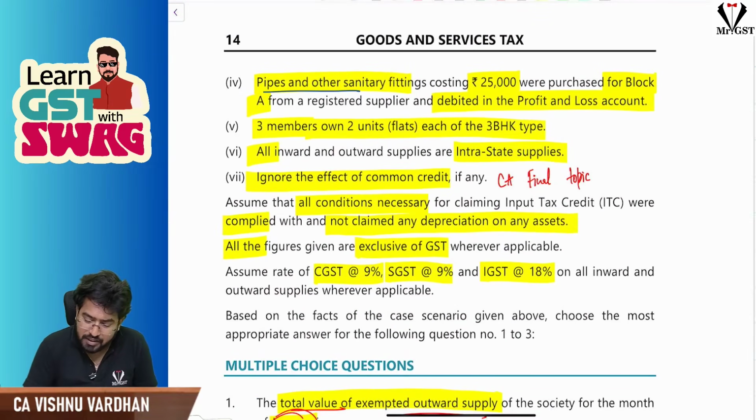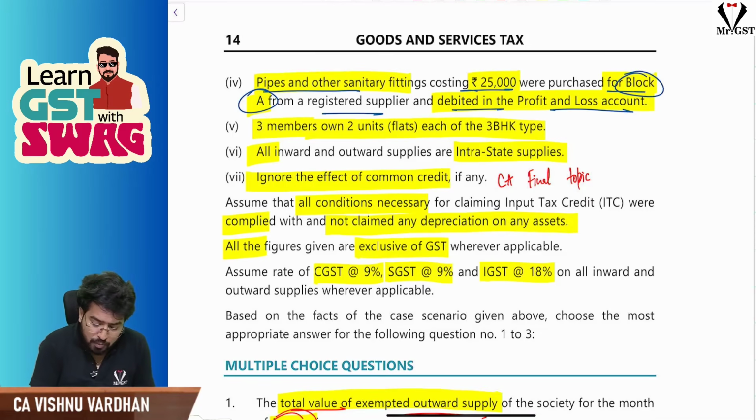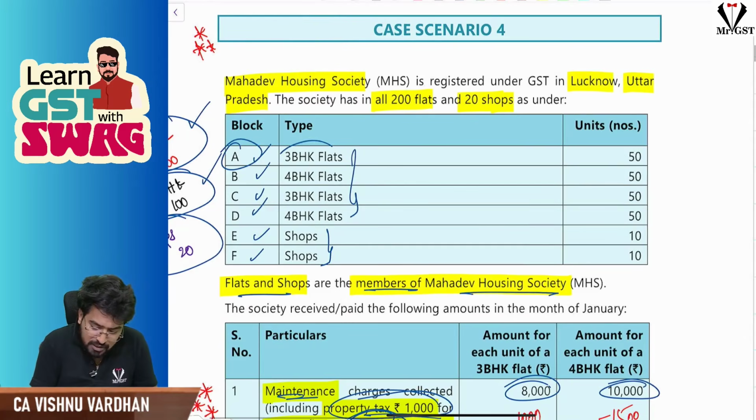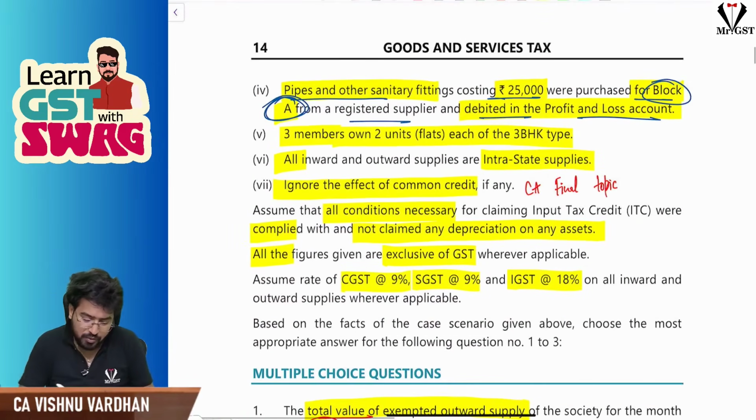Pipes and other sanitary fittings costing 25,000 for block A from a registered supplier were debited to P&L. So it is revenue expenditure, you can take ITC, but this is related to block A. Block A is 3 BHK flats, again exempt turnover. For exempt supplies, if you purchase anything, you cannot take ITC. So here there is no ITC.